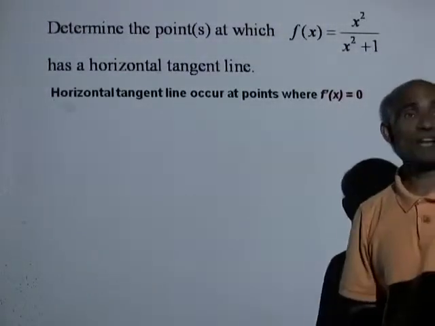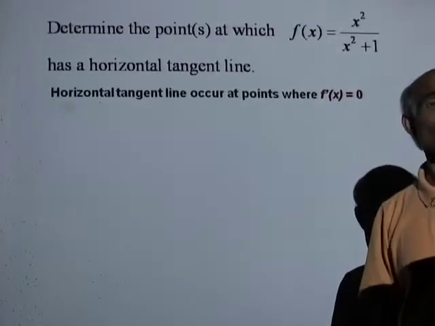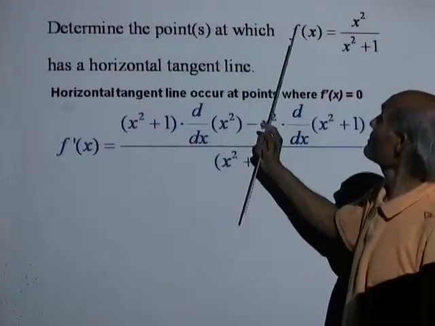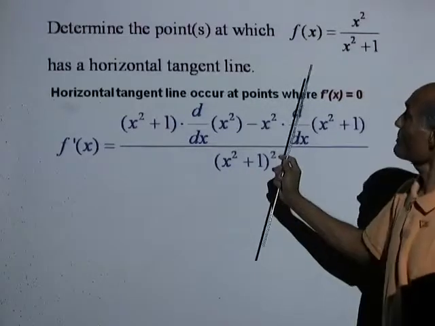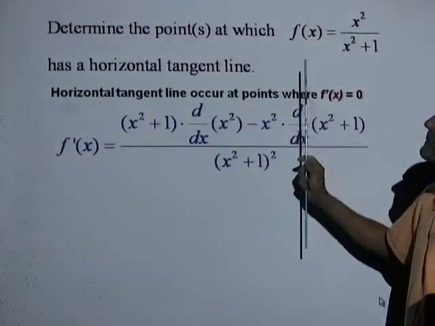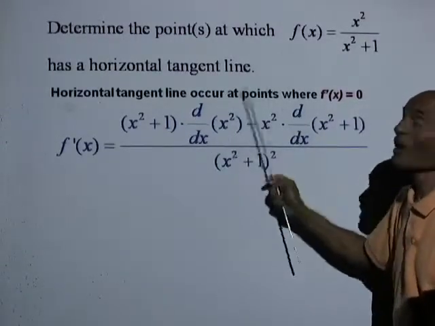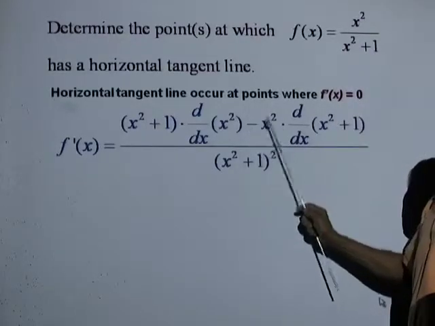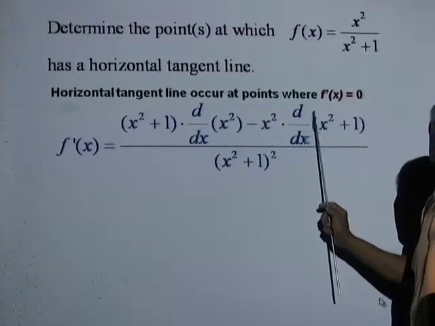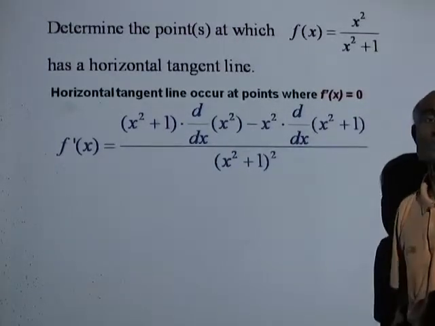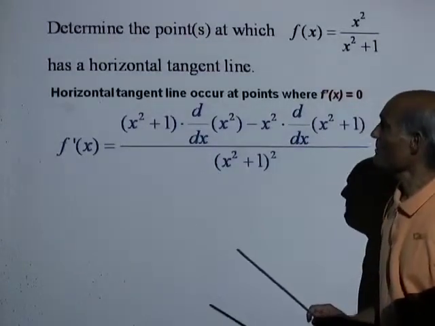So a horizontal tangent line occurs at points where f prime of x equals 0. So all we need to do is find the derivative, set it equal to 0, and solve for x. What is the derivative of a function like this? It will be the denominator multiplied by the derivative of the numerator, minus the numerator multiplied by the derivative of the denominator, all over the square of the denominator. Alright, let's now simplify that.